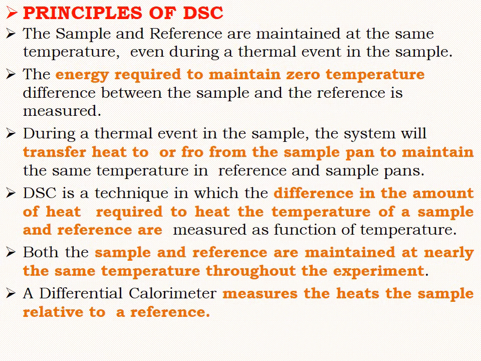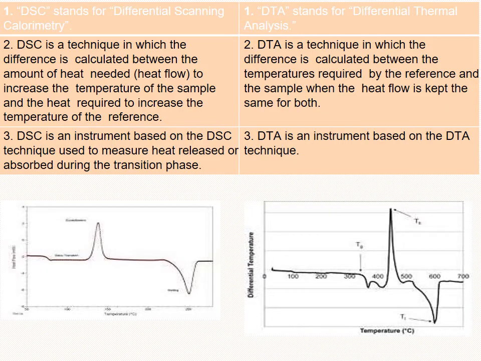This technique is used to identify the function of temperature for a given sample, what its melting point is, and we also measure the heat for each sample as well as the reference. This is the ultimate principle of DSC. We have already discussed differential thermal analysis in the previous class.